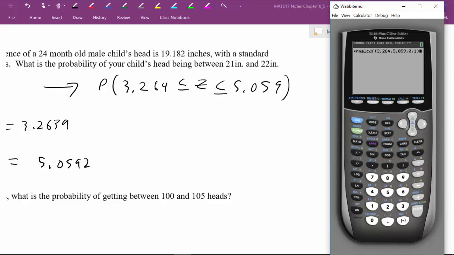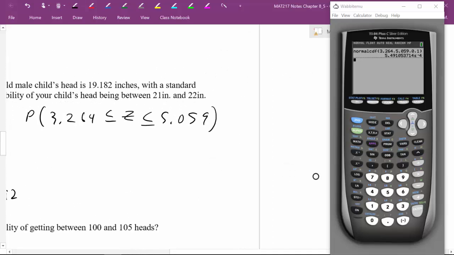If you had an older operating system where it didn't fill it in, you would do that same normal CDF, and it'll put a parenthesis. So you put in your lower bound, comma, upper bound, comma, mean, comma, standard deviation. And voila, we get our answer.